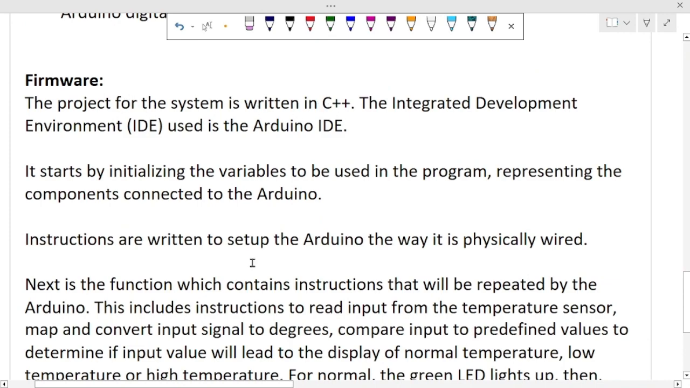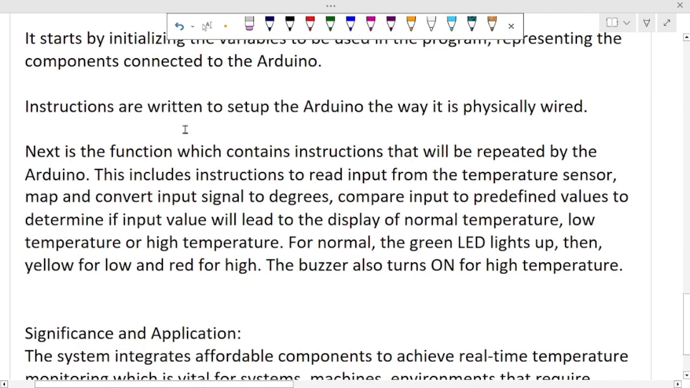Now for the firmware, which is the software, the program for the system is written in C and C++. Of course, that's inside the Arduino IDE. Okay, now the integrated development environment, IDE, used is what? The Arduino IDE, Arduino Integrated Development Environment. So it starts by initializing the variables to be used in the program, representing the components connected to the Arduino. Okay, and then the instructions are written to set up the Arduino in the way it is physically wired.